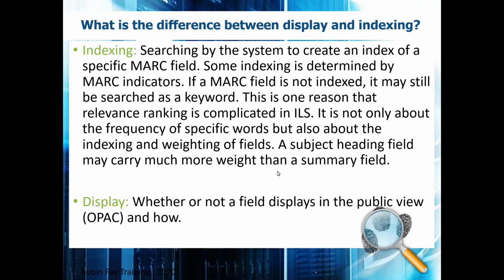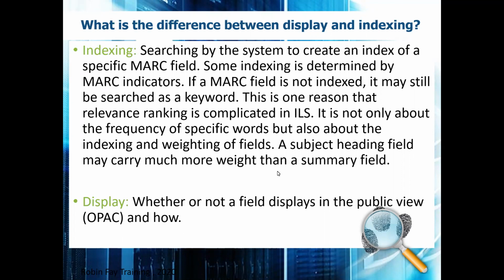And this is one of the reasons why relevance ranking is complicated in ILSs, because we have this ability to have an index where it actually browses those and says these are more important. So that's what relevance ranking is. So for example, if we have a browse by subject headings, we're going to consider a subject heading to have a heavier weight. It's more important.